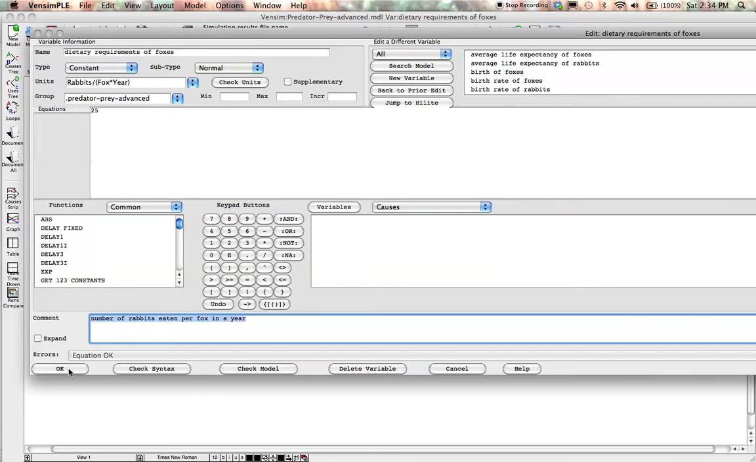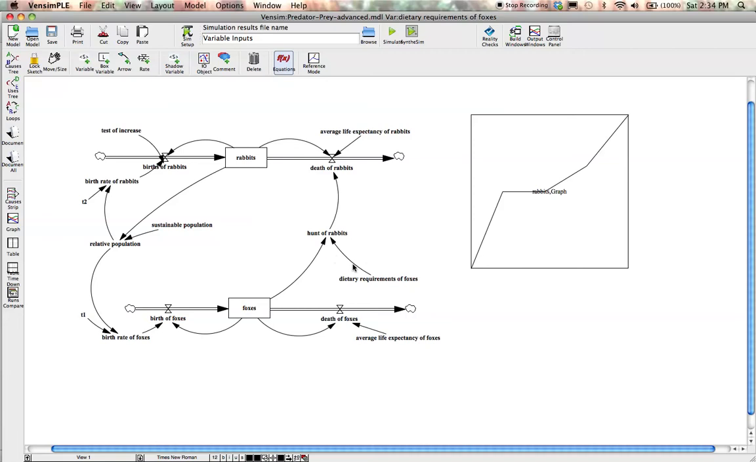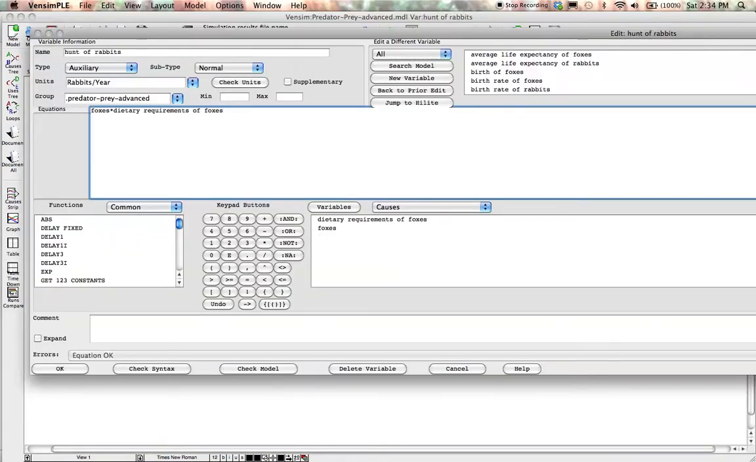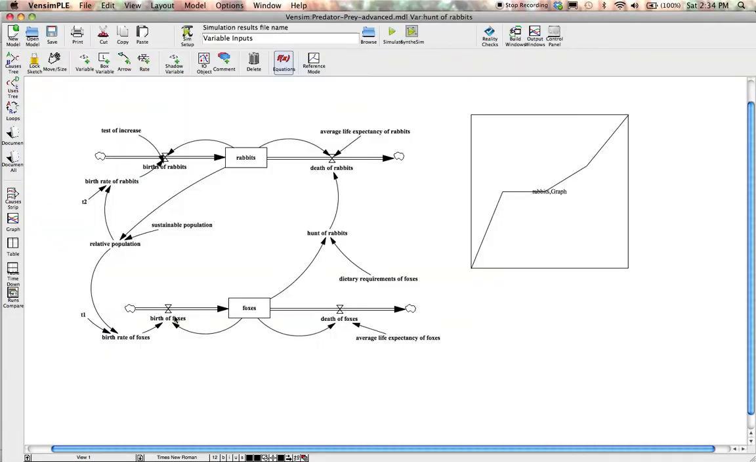So that's their requirement, and that requirement feeds into the hunt for rabbits, which is the number of foxes multiplied by the dietary requirement of the foxes. When you multiply those two, you get units of rabbits per year. So that gives you this value, and that is going to result in the death of rabbits.